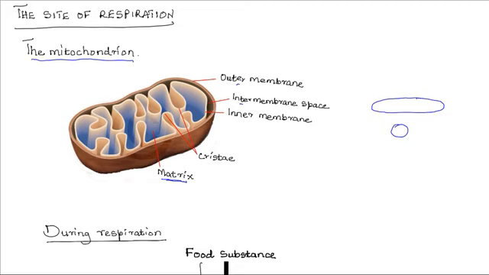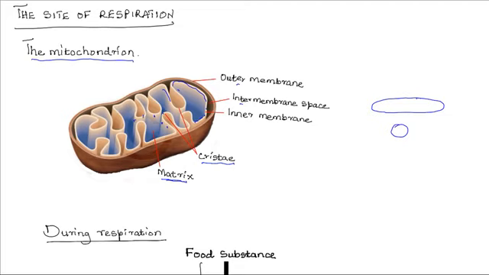Number one, the inner membrane is highly folded to form projections known as cristae. So this is the inner membrane. It is highly folded to form cristae. These cristae create a large surface area onto which respiratory enzymes are bound. So in total, they present a very large surface area for the process of respiration.